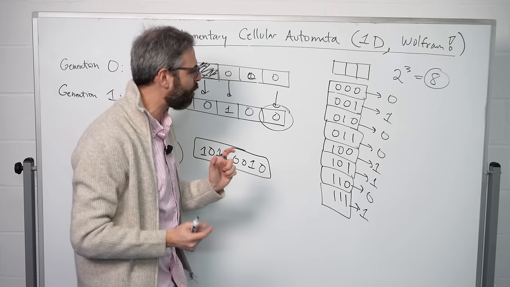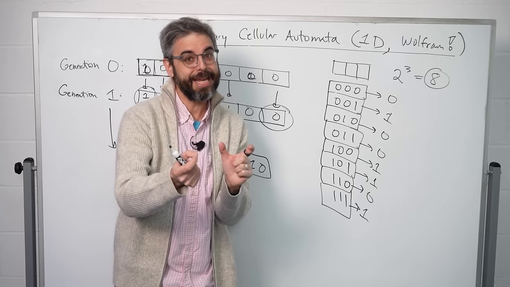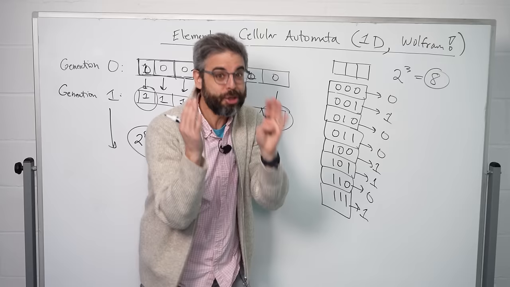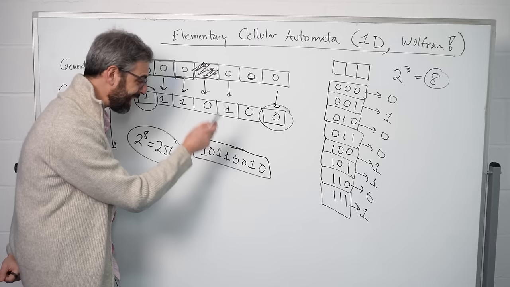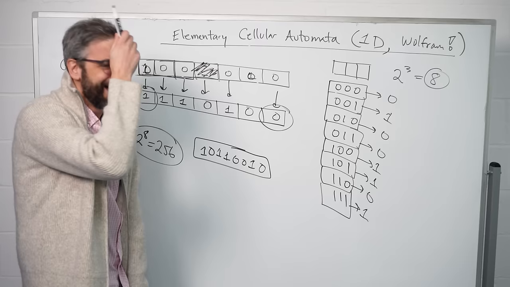Each possible neighborhood needs a new state value, meaning there are 8 new state values. There are only 256 ways to configure 8 new state values. This is one of them. What is the decimal equivalent of this number? Well, do I have to do this math now? I can just go use a calculator. I'm gonna do it. I can do this.